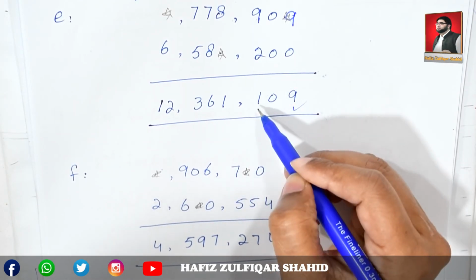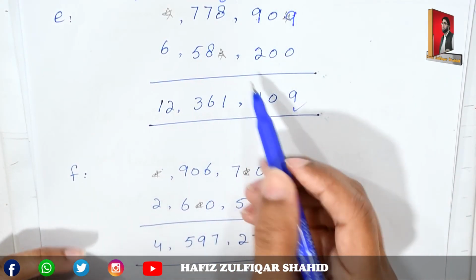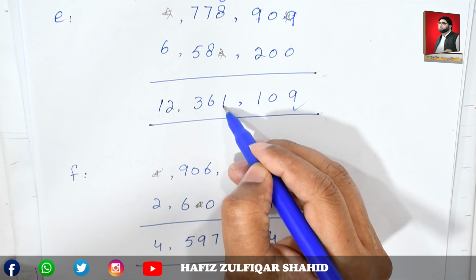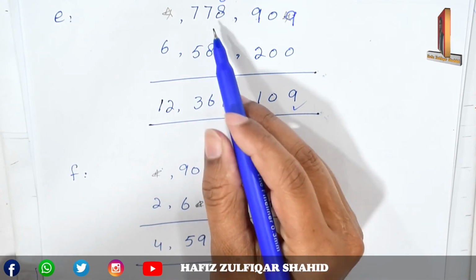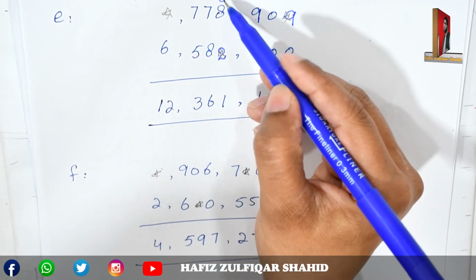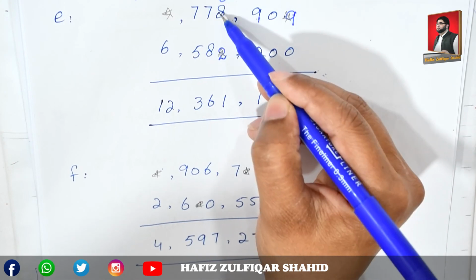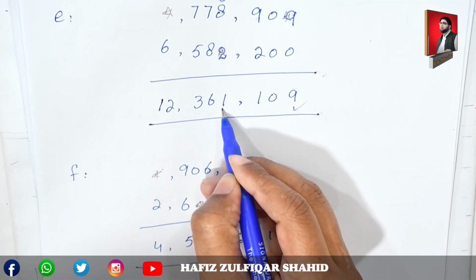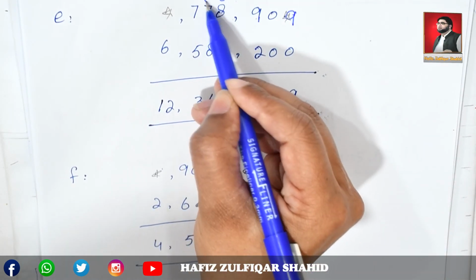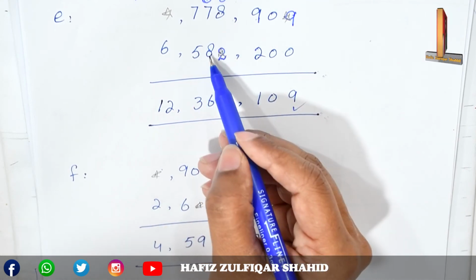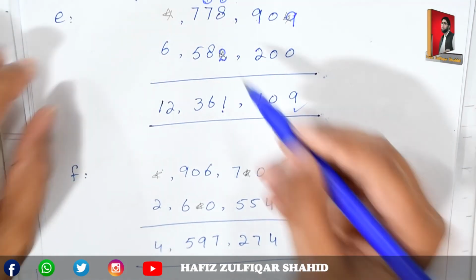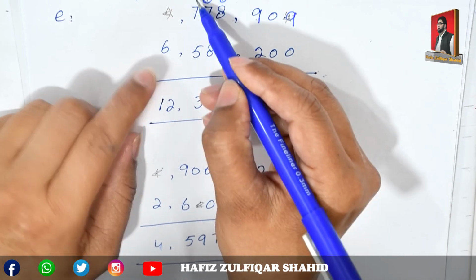9 and 2, 11, 1, carry 1 here. Now what we have to write here, if we write 2, then 9, 11, 10, 11, 1 is in the answer and carry 1 here. 8 and 7, 16, write 6 here, take 1 carry.